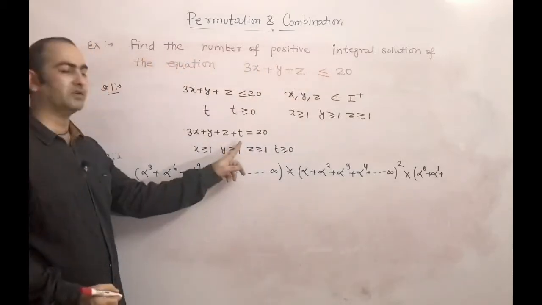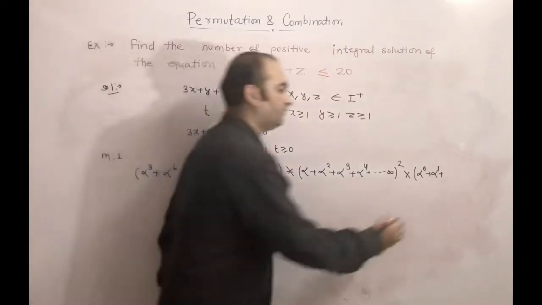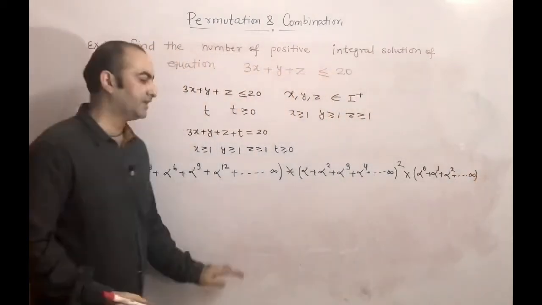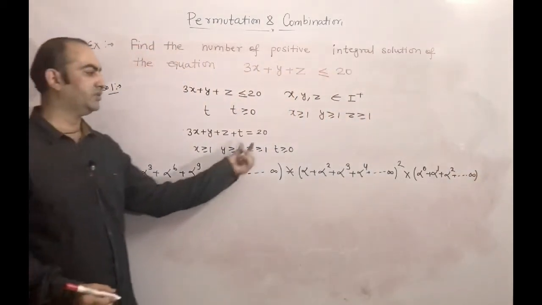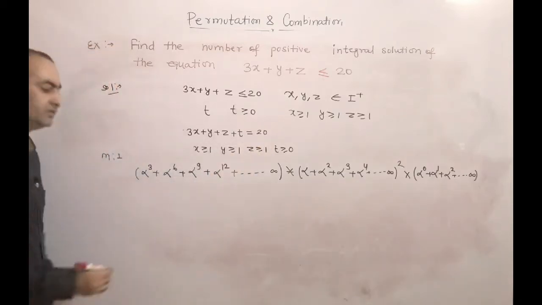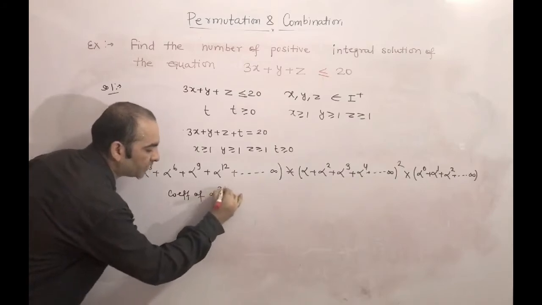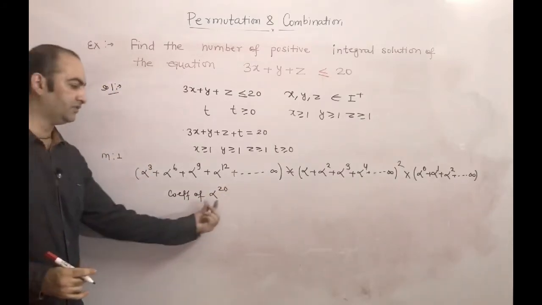If you put t equal to 2, what will come here? 2 will come. So that will write alpha square. This also continues till infinity. Okay, so we'll get this equation. We want the summation to be 20. So in this equation we have to find out the coefficient of alpha power 20.